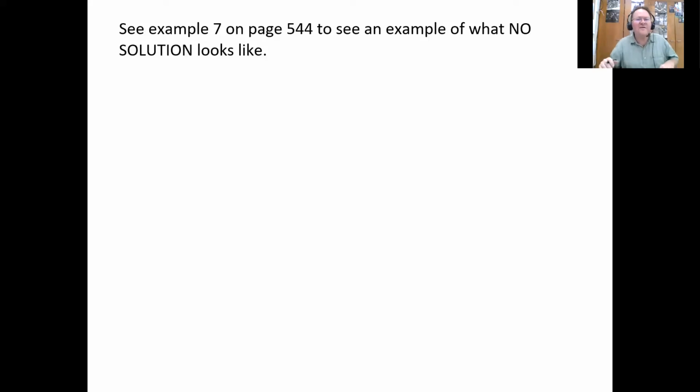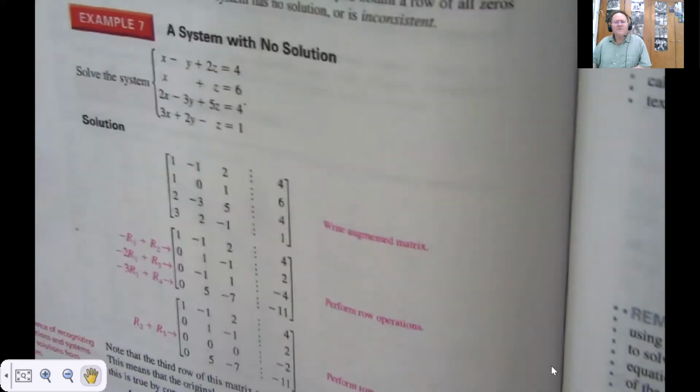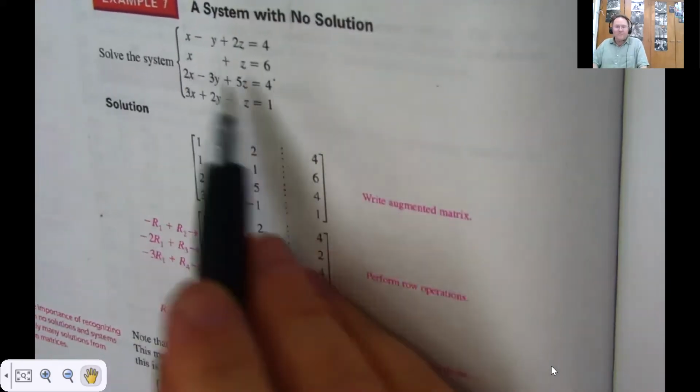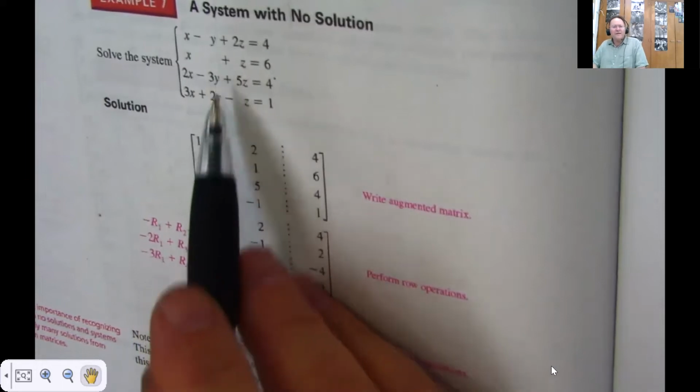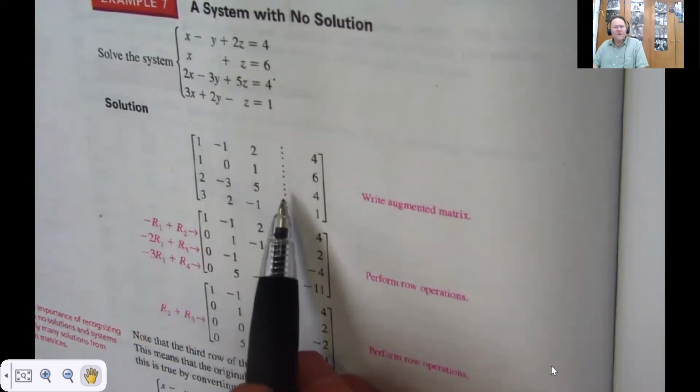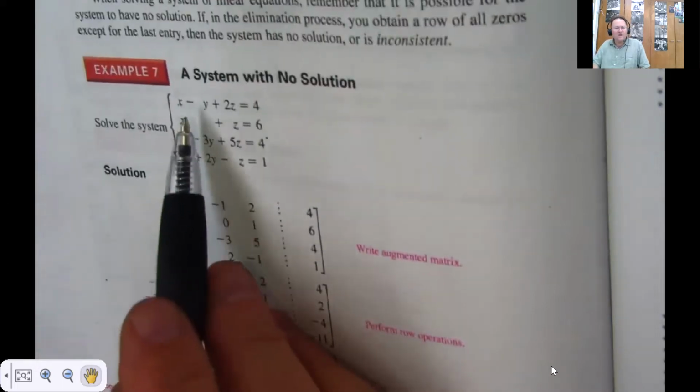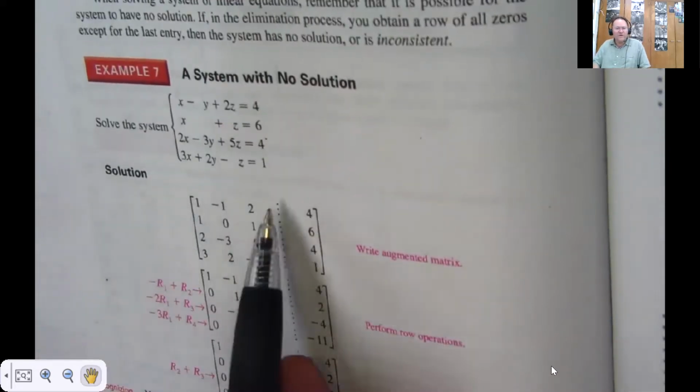All right, so it says, see example 7 on page 544. Maybe if it's already done, I can just show you in the book. Oh, it is done for me already. Here we go. Beautiful. So I'll just show you in the book what it looks like. Page 544? First of all, they take this system and write it as an augmented matrix, right? So you take the coefficients, 1, -1, 2, 4, with dots for the equal signs.